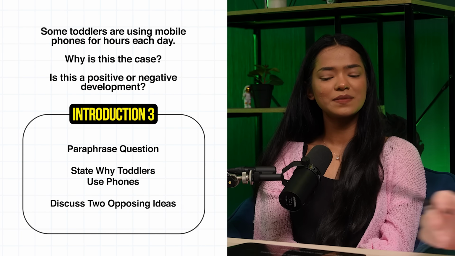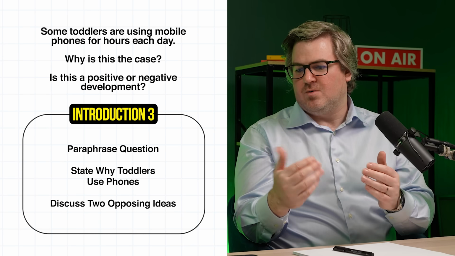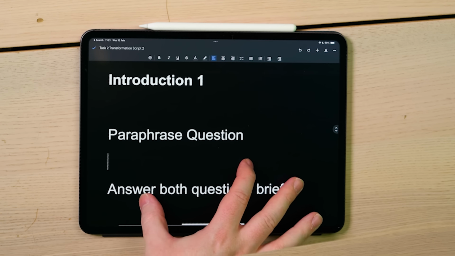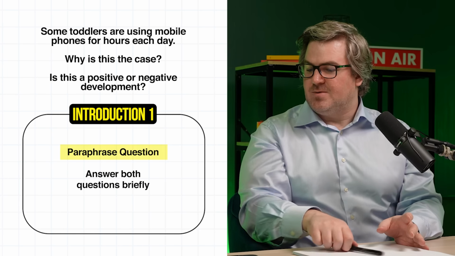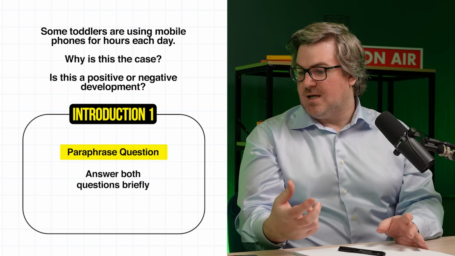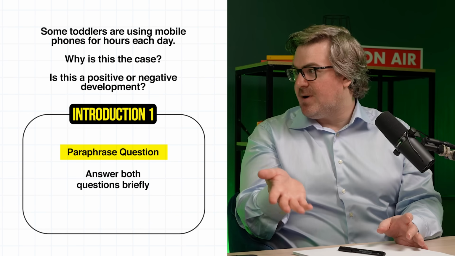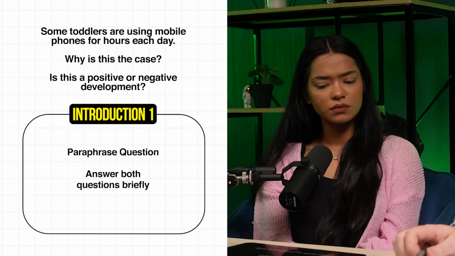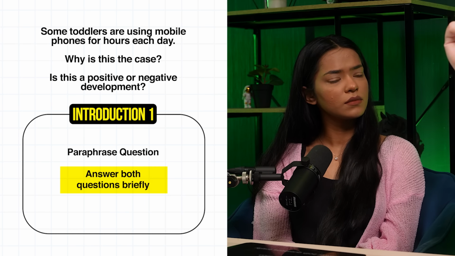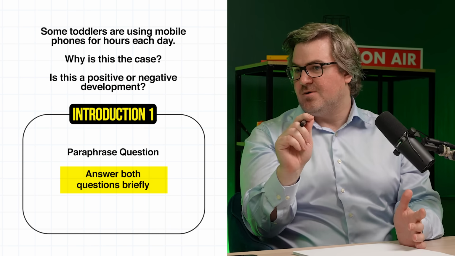The other issue with that is the introduction is not where we would discuss opposing views. That is more detail. You put the detail in the main body. What we do here in introduction 1 is we paraphrase the question. That shows the examiner that we've understood the question, because you can't paraphrase something if you don't understand it. And then we answer both questions briefly. We say, here's the answer to question 1, here's the answer to question 2. What that does is it tells the examiner she has understood the question and her ideas are relevant and good and are answering the questions.